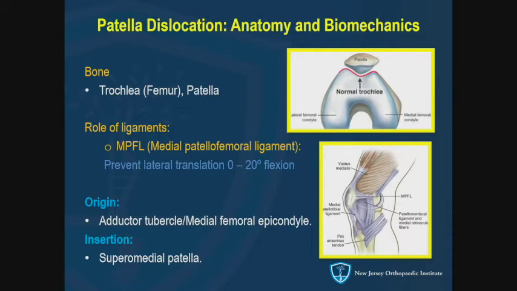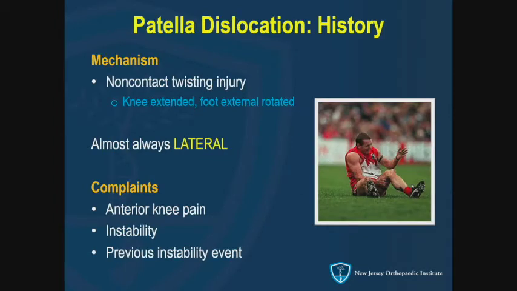Sort of think of it like a rope tied at two ends that has some slack in it, and in those first 20 to 30 degrees, it's responsible for the kneecap not going out laterally. The ligament originates on the medial aspect of the femur and attaches to the superior one-third of the patella. The history with these tends to be an injury where the patient's foot is planted on the ground and the whole leg externally rotates. What happens is the quad tries to stop that from happening and it kicks the kneecap out. It almost is always predominantly lateral.